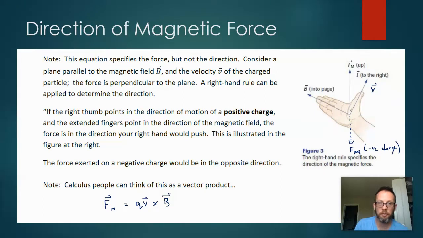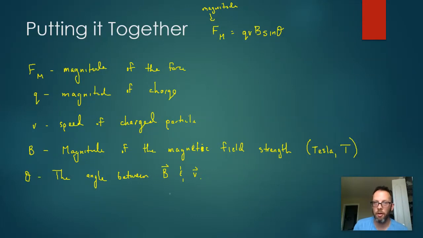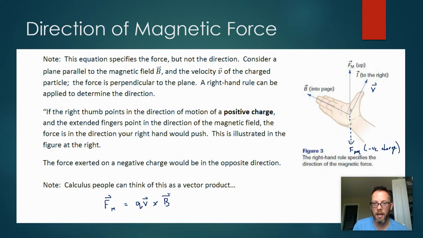All you need to know is here's how to get the magnitude of the force: Fm equals QVB sine theta. And actually this is true for everybody, you need to get a bit of practice just thinking about the direction of the magnetic force, because it is kind of like a 3D idea. And admittedly, it does take a bit of getting used to.